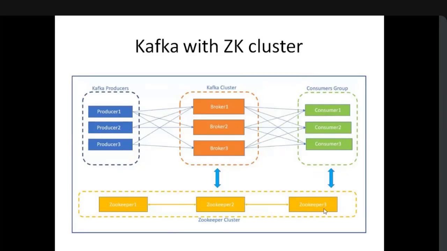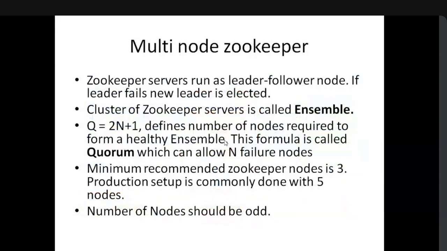leader-follower nodes. Now the second thing is that a cluster of zookeeper servers is called an ensemble. So this cluster which you see is called a zookeeper ensemble also. You can call it a zookeeper cluster or you can call it a zookeeper ensemble. The third point is that there is a formula through which you can identify how many nodes you will create for the zookeeper cluster. That formula is Q equals 2n plus 1. So this will give you how many nodes you need.